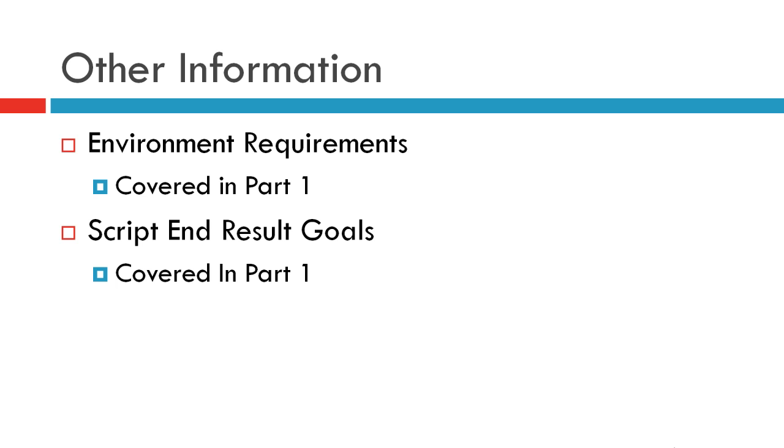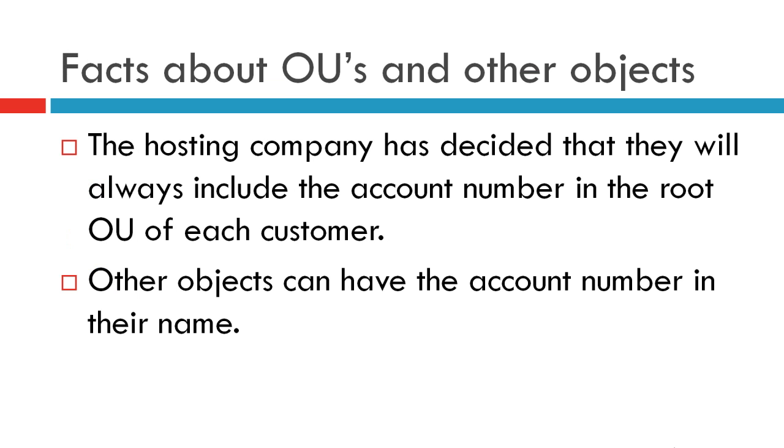Some other information, which was covered in part 1, are the environment requirements as well as the end result goals that we have for this script. Now, to cover a little bit of the facts, Active Directory in this particular case for the fictitious hosting company that I'm using as an example has basically decided that they're going to use the account number as part of the OU name for each customer. Also at the same time, we have other objects that can include the account number in their names, such as contacts, possibly, as well as security groups.